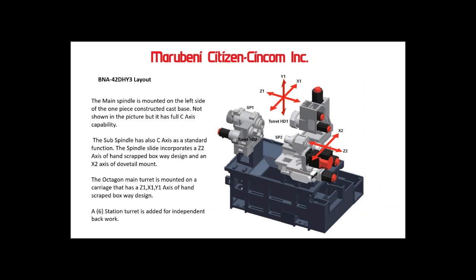Once again, the axes are all hand scraped box way design on the front end side of the head, one side. In addition to this, we've got a six station turret that's added for independent back work. The turret motion when we're using this small turret, it's hard to see in this picture, but it's done with the X2 and Z2. So the small turret here is next to the main spindle, more or less.